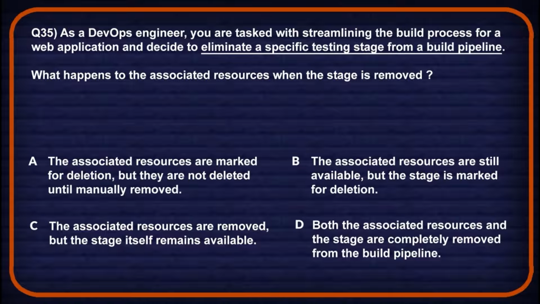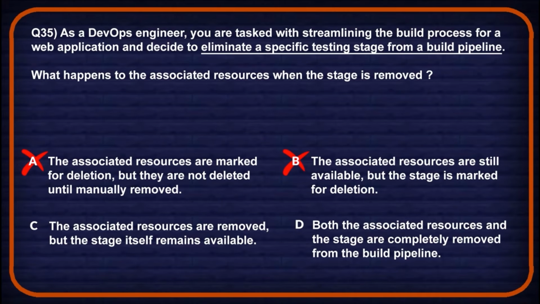Option A. The associated resources are marked for deletion, but they are not deleted until manually removed. OCI DevOps does not retain resources for manual deletion once the stage is removed. So option A is not a good answer. Moving on to option B. The associated resources are still available but the stage is marked for deletion. Deleting a stage removes both the stage and its associated resources. So option B, again a wrong choice.